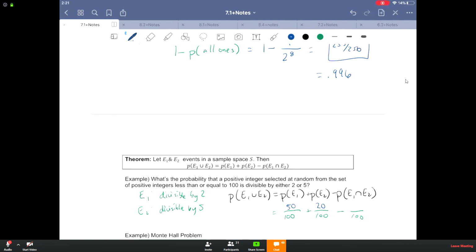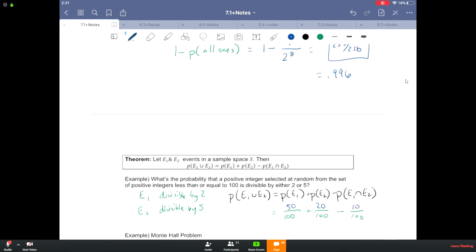Okay. Now, how many are divisible by both? Because that's what that last thing says, the intersection of E1 and E2. So it has to be divisible by 2 and by 5. Right? So how many are divisible by both? Yeah, there's 10 of them.